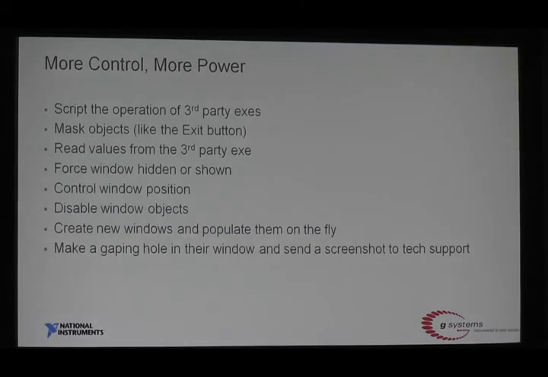All right, so there's a bunch more you can do. We saw scripting the operation of third-party EXEs, masking objects. So if we want to use that Wi-Fi scanner and pull it into our application, we probably want to cover up the exit button so they can't accidentally press it. Reading values from a third-party EXE, we saw that. You can force windows to be hidden or shown, control where they're positioned. You can disable individual windows objects. Earlier, George was taking numbers off the calculator, so you can no longer use the number 6. You can also enable them, so if you haven't paid for your license, often the controls are disabled, so you can simply enable them.